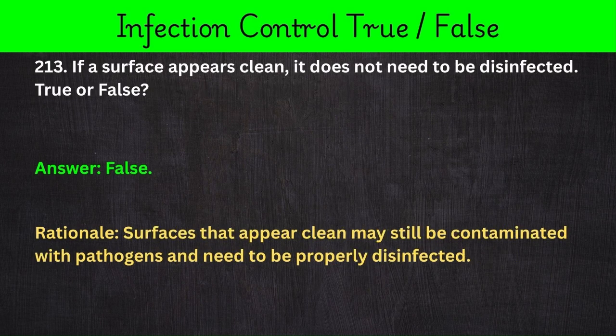213. If a surface appears clean, it does not need to be disinfected. True or false? Answer: false. Rationale: surfaces that appear clean may still be contaminated with pathogens and need to be properly disinfected.